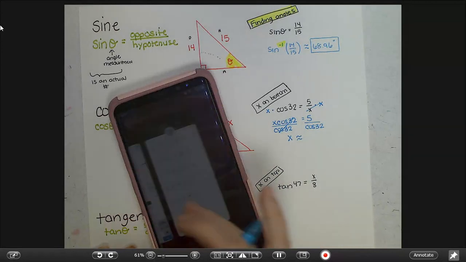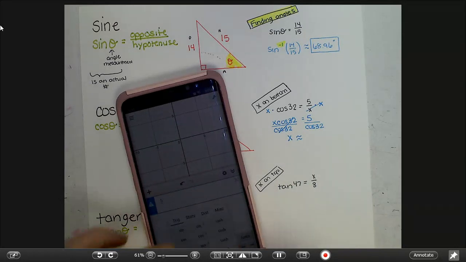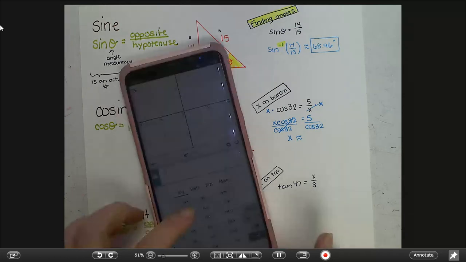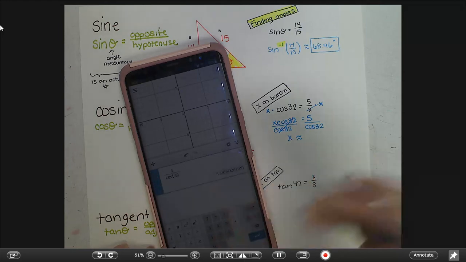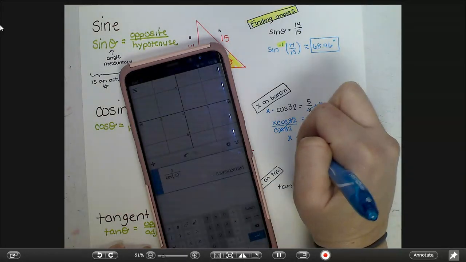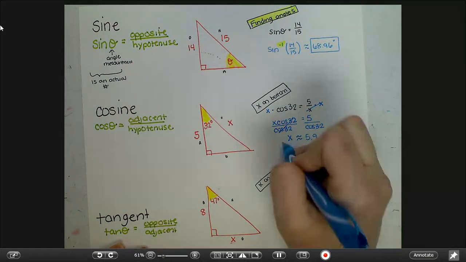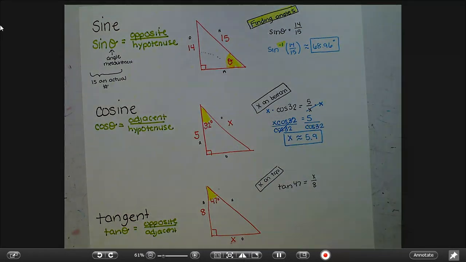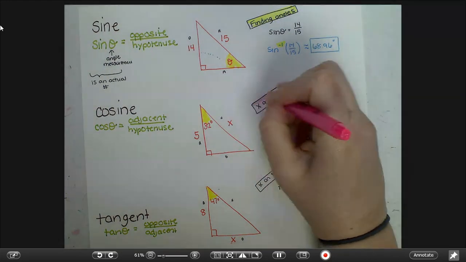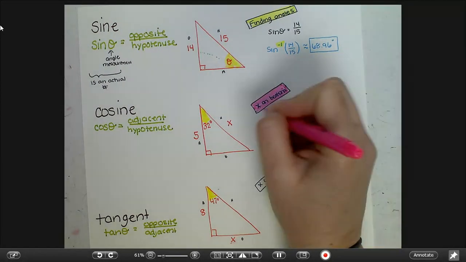On Desmos, we're in degree mode, that's good. I'm going to click here and type 5 divided by, and then go to functions. Cosine is sitting right here. Hopefully you can see that. Under functions, and I'm just going to type in 32. 5.9. All right, so that's how it works in Desmos. The length of that side is approximately 5.9. So when x is in the denominator, this is the strategy that you will use.